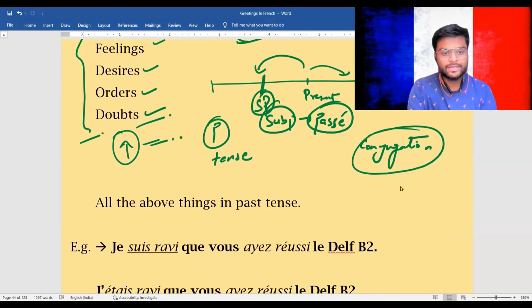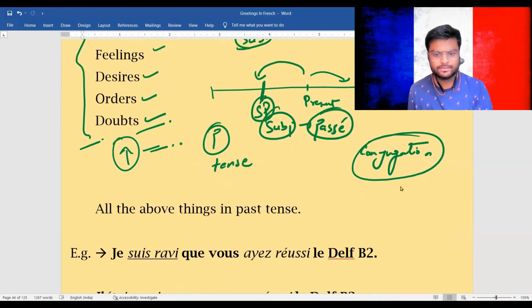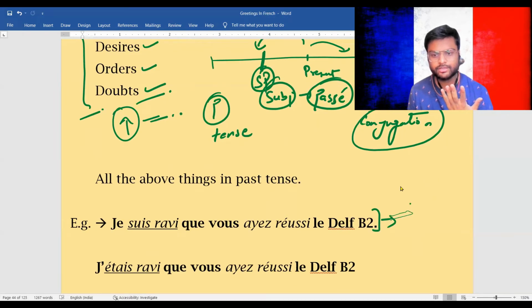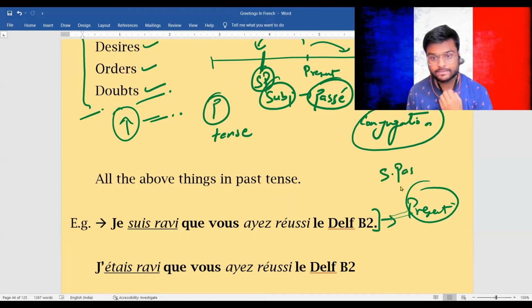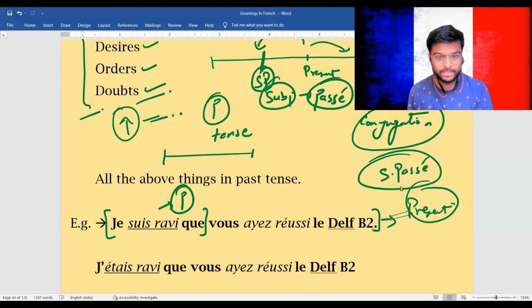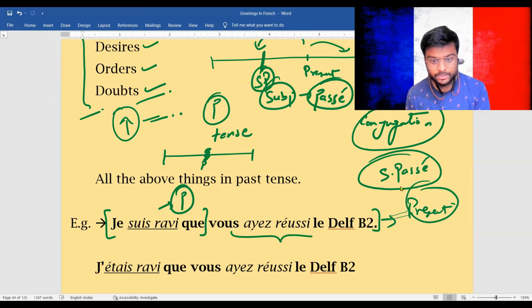So, for example, there is a normal sentence. Je suis ravi que vous ayez. Sorry, this is not a normal sentence. You can say the same sentence in the present tense also, but this is not your present. This is your subjunctive passé. Je suis ravi que vous ayez réussi le DELF B2. Now let's analyze this sentence. This portion is in the present tense. It means that you are sitting in this timeline, in the present, and then you are saying something about the past.